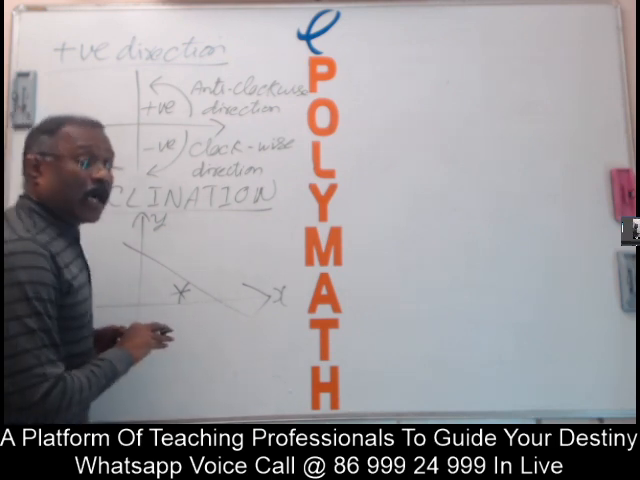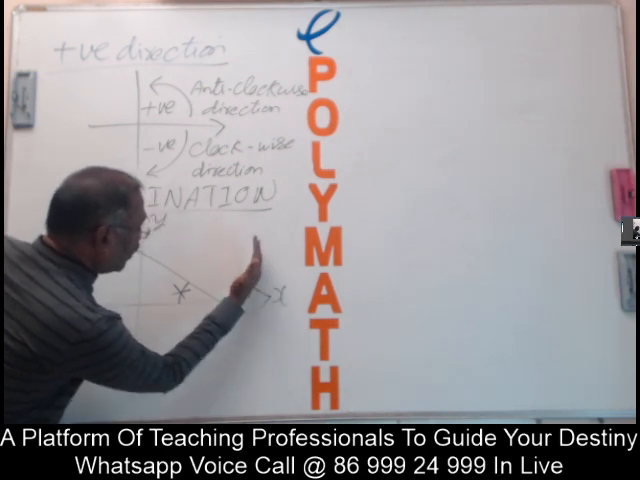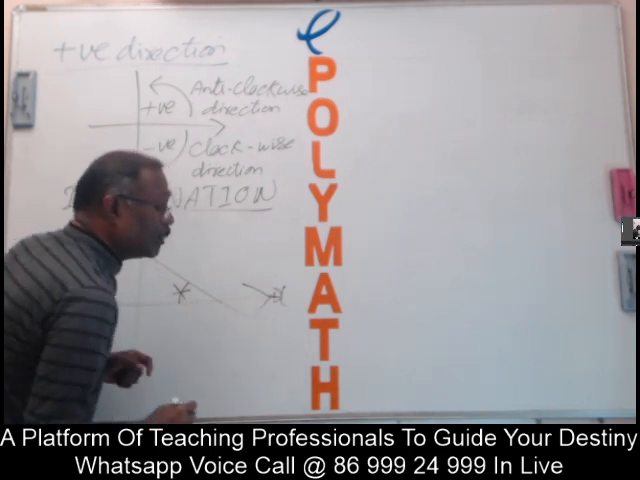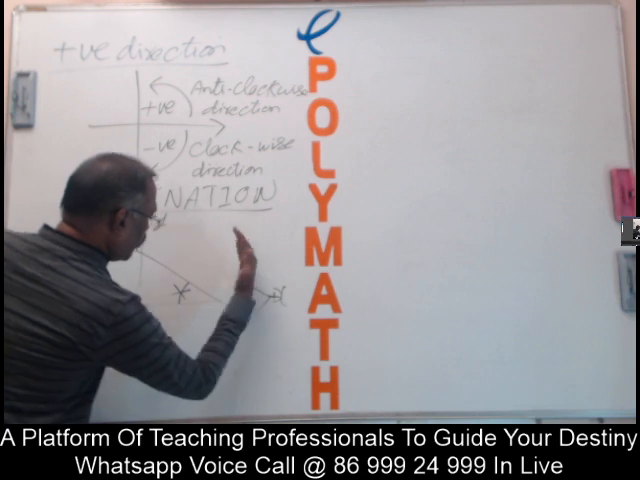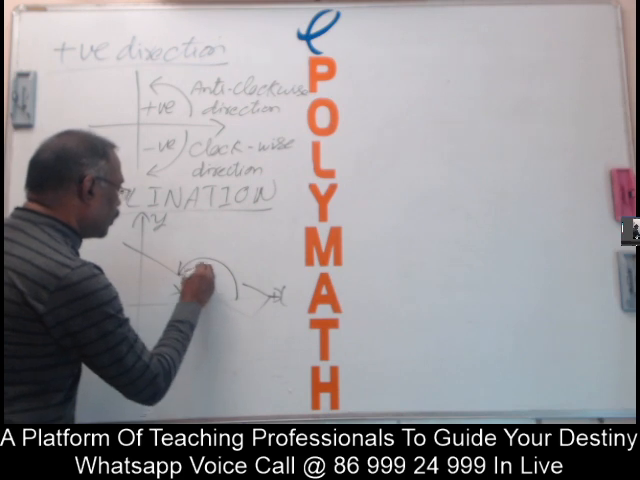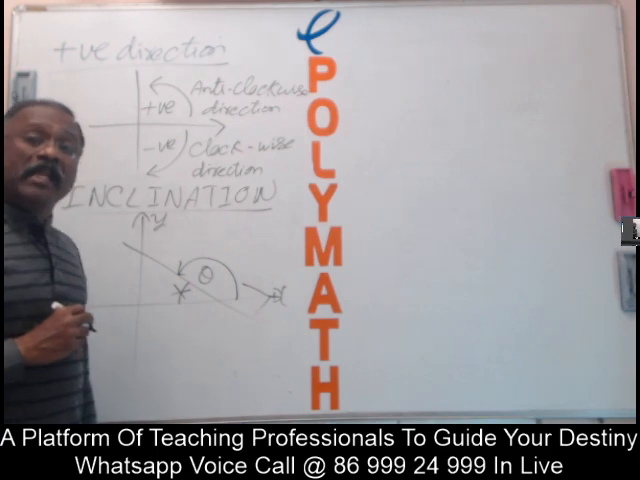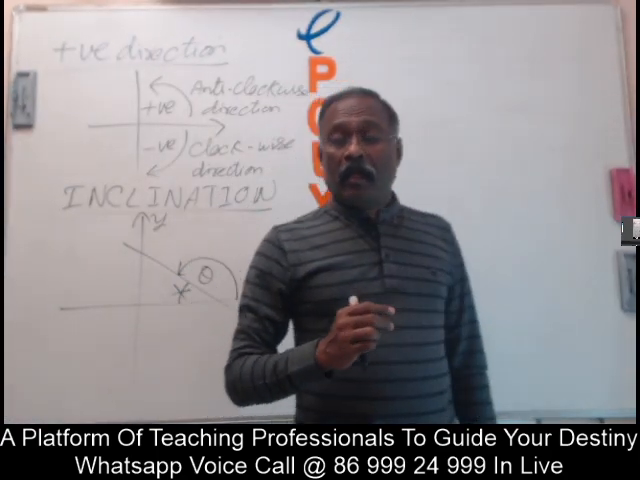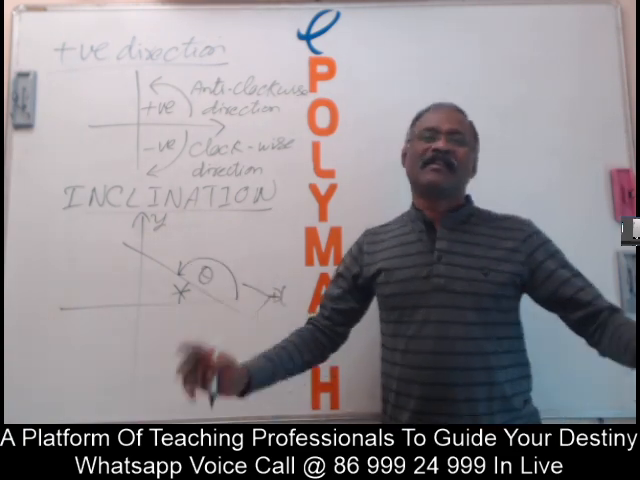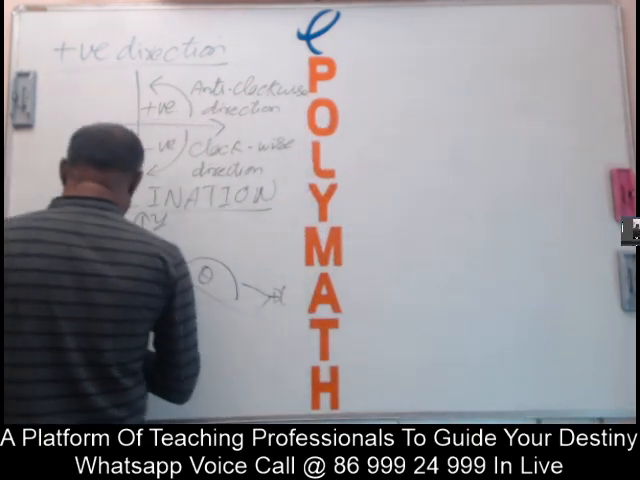So, how to understand it? Rotate the positive x-axis till it reaches this line, and that is said to be the inclination, remember. So, inclination of a line is the angle made by the line with x-axis in the positive direction.